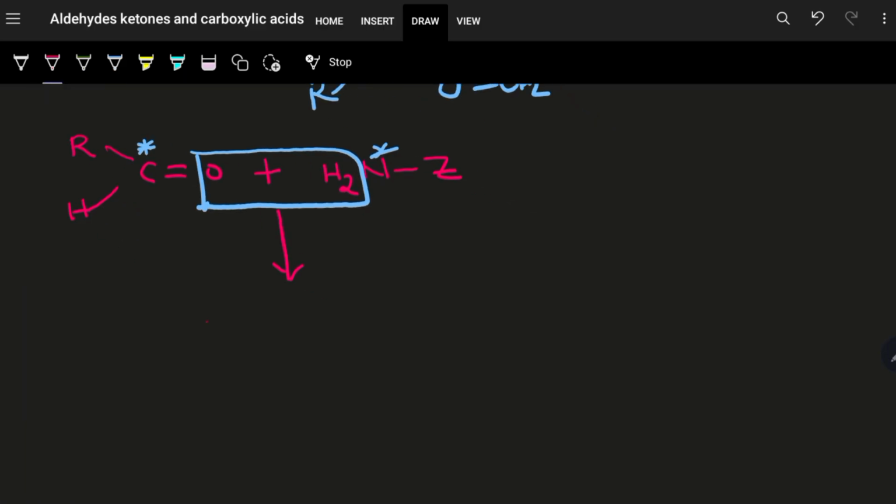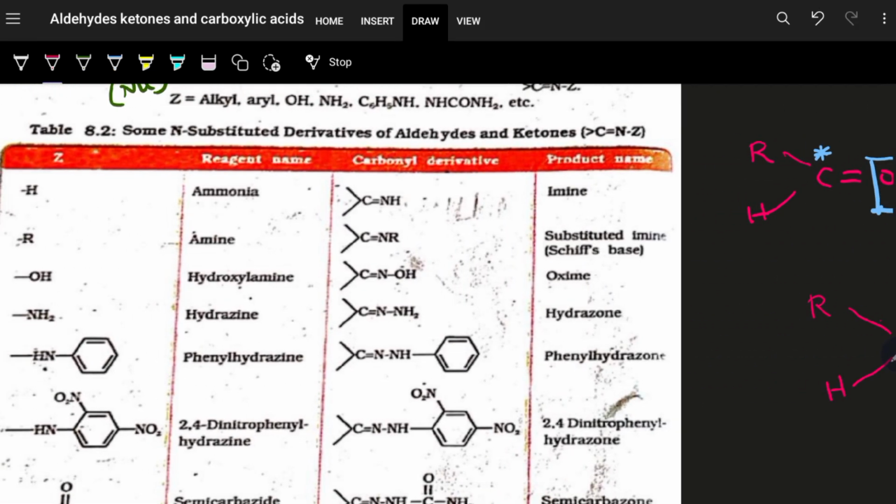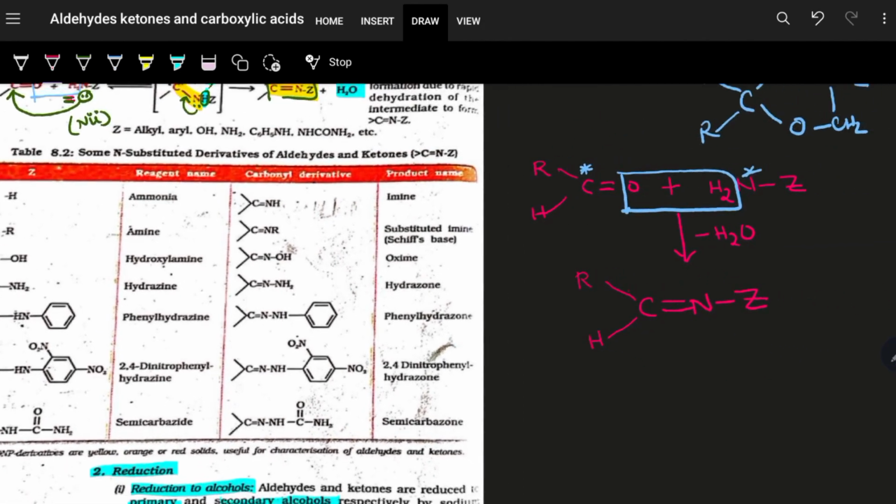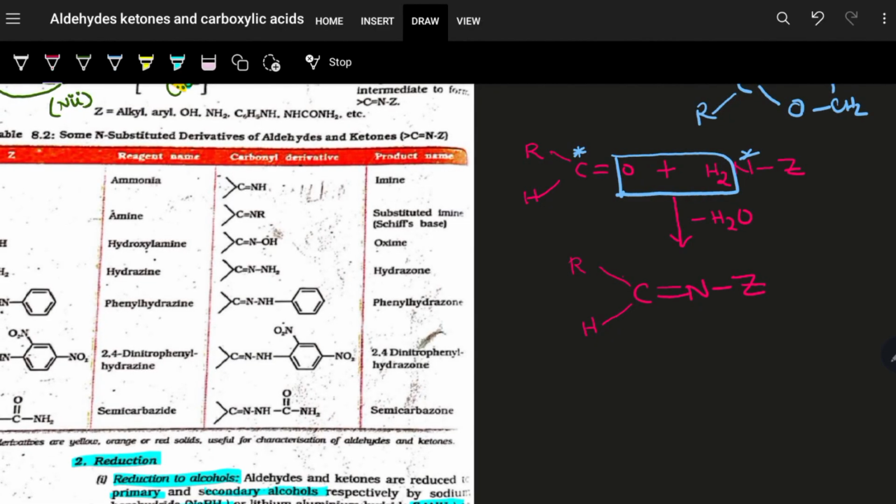So let us see, R, C, H was there and a double bond. Because I have removed H2O, I will join it with nitrogen and Z remains. So there is elimination of H2O and there is a double bond formation between carbon and nitrogen. That is what is happening here. When this is Z, I am getting C double bonded NH, which is known as imine linkage.